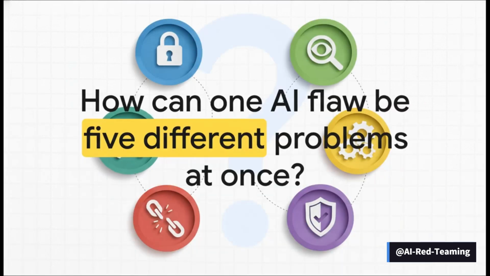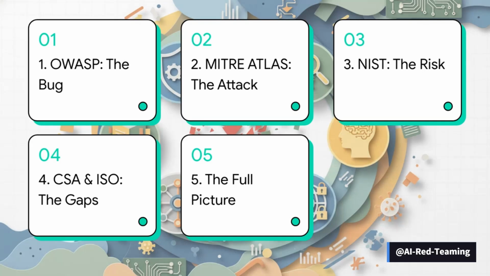So really, how is that even possible? How can one little flaw, just a single thread, morph into five completely different problems? It sounds kind of crazy, right? But it all comes down to the perspective you take. And here's the thing, getting a handle on these different views, well, that's the secret sauce to building a defense that actually works.